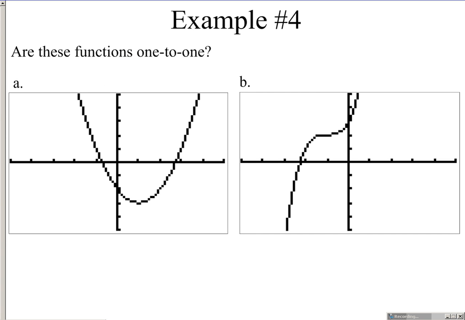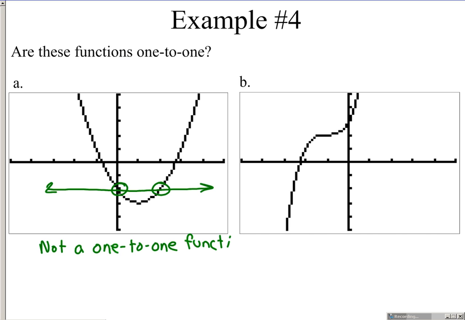So are these functions one-to-one? Looking at part A here. Is this function one-to-one? No, it's not, because if I draw a horizontal line in here, at any point inside the parabola, I have two spots where that horizontal line is touching the graph. That cannot happen and it be a one-to-one function. And more importantly, not only is this not a one-to-one function, but that tells us then that this function does not have an inverse.